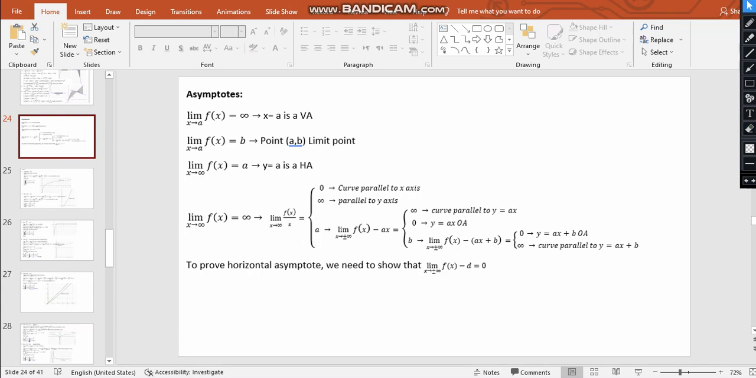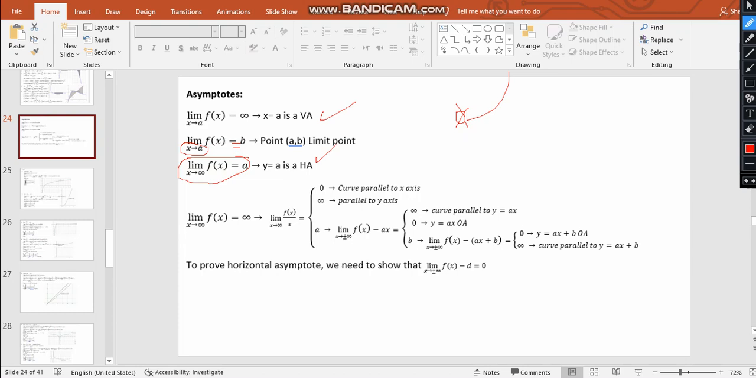Okay, for asymptotes: if the limit as x tends to a of f(x) equals infinity, then x = a is a vertical asymptote. If the limit as x tends to a of f(x) equals b, you have a limit point (a, b), because in that case x = a is impossible, undefined. So as x tends to a you have a point b, a limit point. The curve starts from the point (a, b) and this point is not included, for example. If the limit as x tends to infinity of f(x) is equal to a, then y = a is a horizontal asymptote.